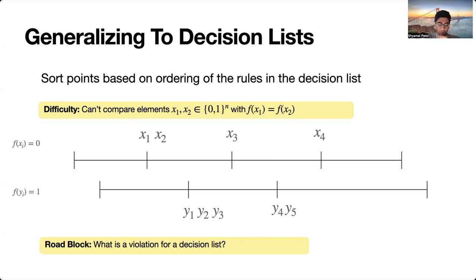So maybe it's workable. But the issue is, it's not exactly clear what a violation is for a decision list. For total orderings, it's very clear that cycles can never happen, and this is the only bad thing that can happen. But it's much less clear what this is for decision lists. So when should we be rejecting?